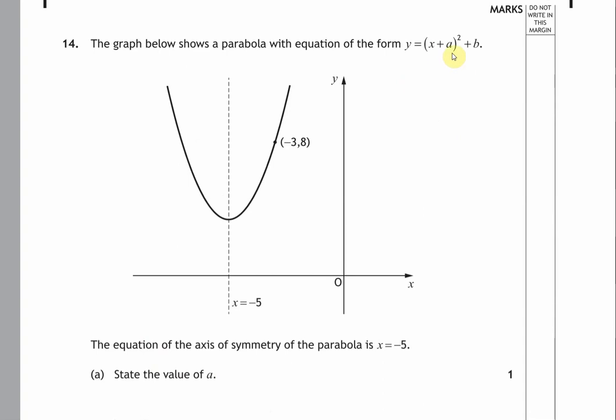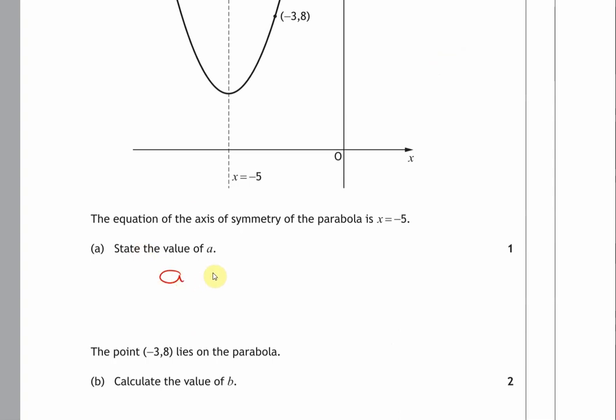Now the value of a, this relates to the turning point, so a and b are the values of the turning point. So a is basically the value of the turning point, but it's the opposite sign of the x value. So we know that x here is minus 5. So we need the corresponding value of x that would make this bracket equal 0. So the value of a, in this case, is going to be plus 5. So a equals plus 5.